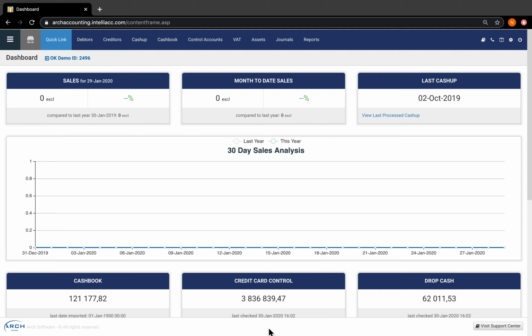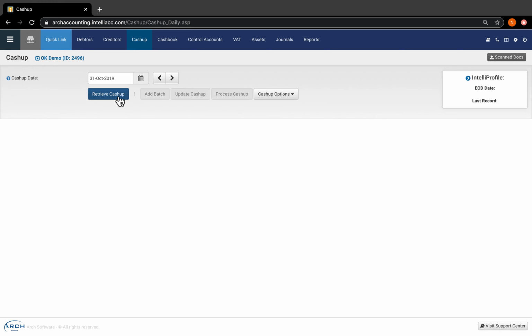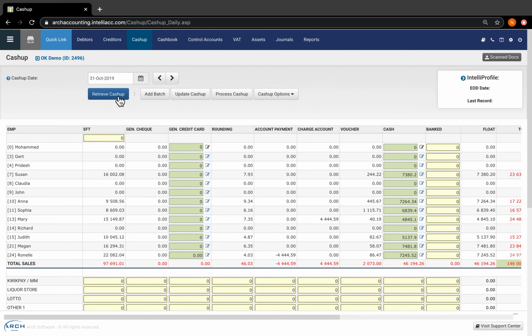In this session, we are going to deal with the Cashup process. Click on the Cashup in the main menu. I'm going to select 31st of October. Retrieve the Cashup. All the Cashup as per the Arch POS will appear on this page.